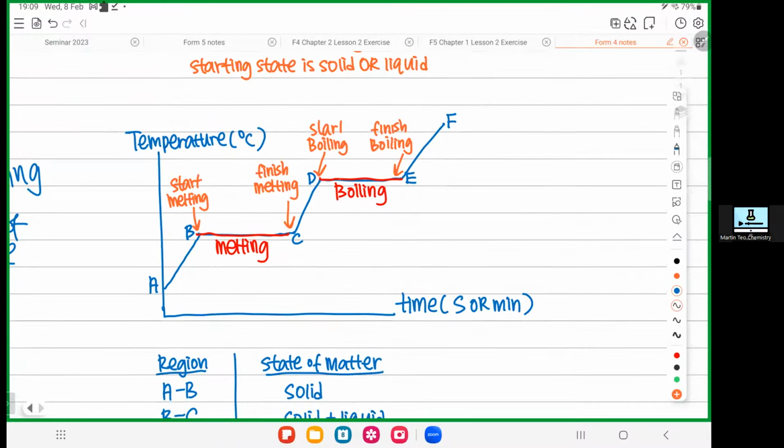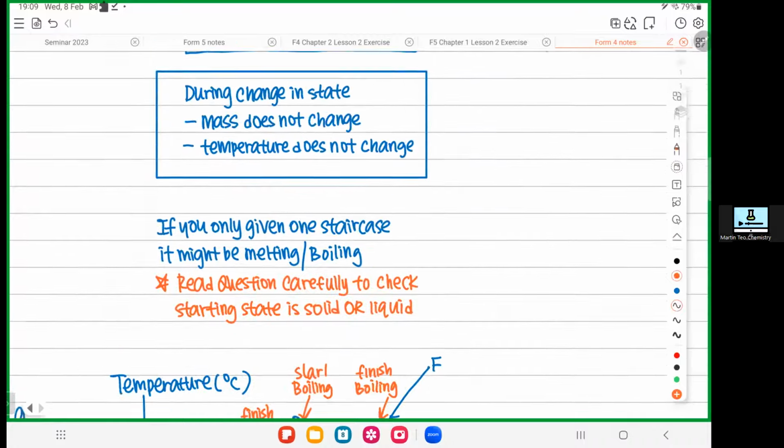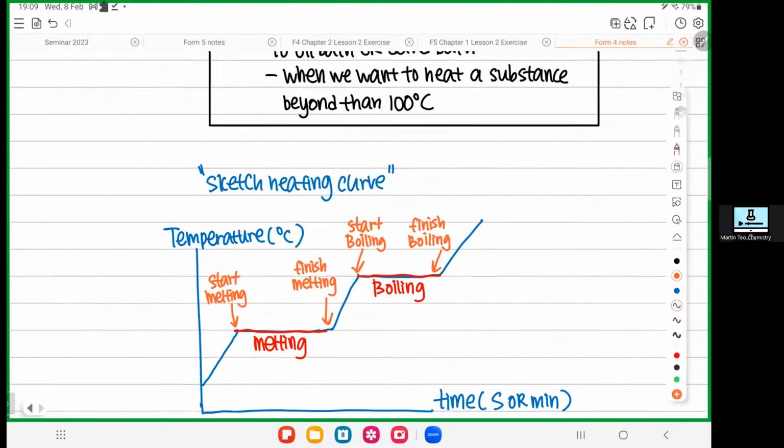Then when you come to D to E, boiling is ongoing. So when boiling is ongoing, some of the liquid boils, some of the liquid has not yet boiled. So you should have a mixture. Okay, you should have a mixture. So let me see.